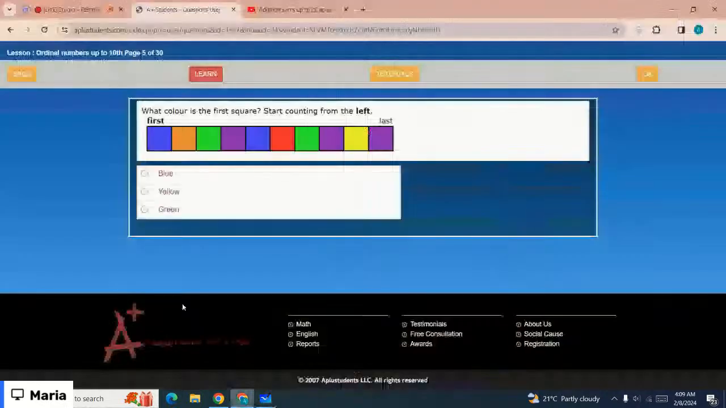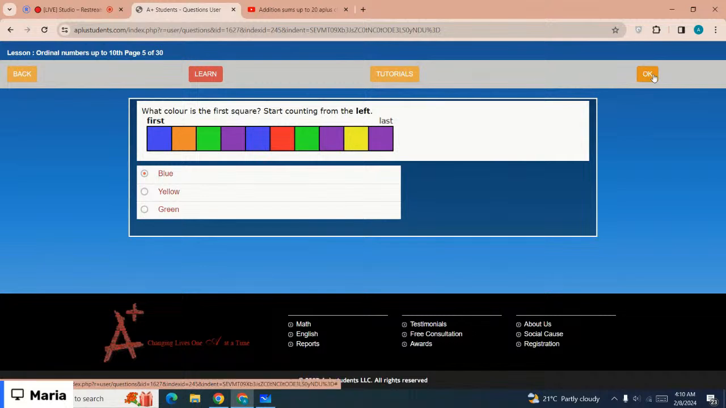Okay. So what color is the first square? So which is the correct option? First square means, yes, that is blue. Just look at the first one. Here is the first one, and that is blue. Okay, you can complete the lesson by yourself later today. Let's move on to the next one.